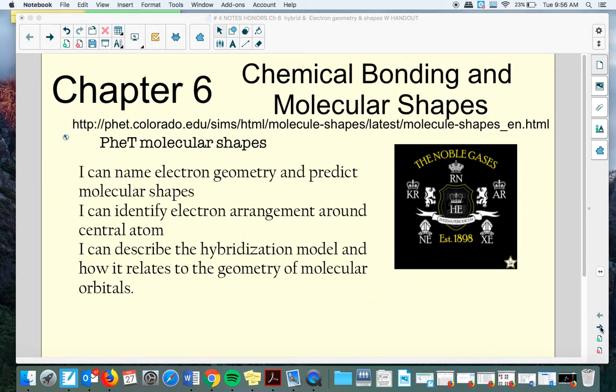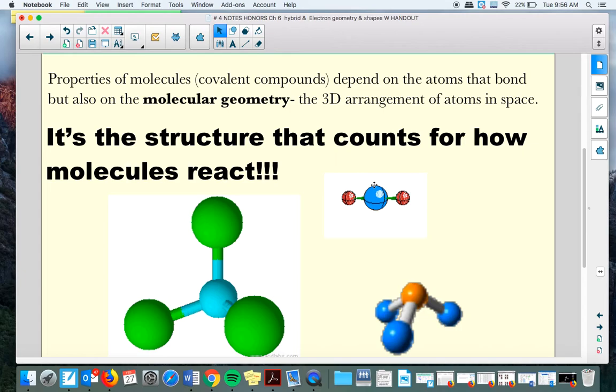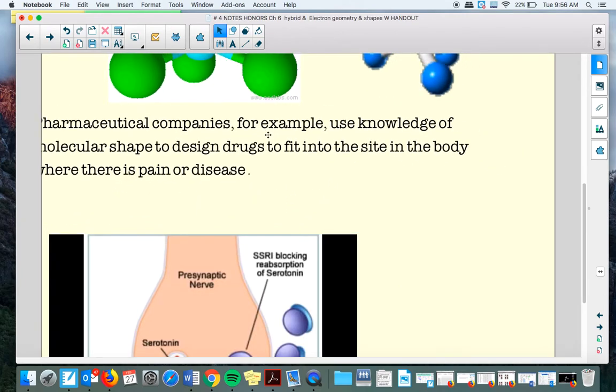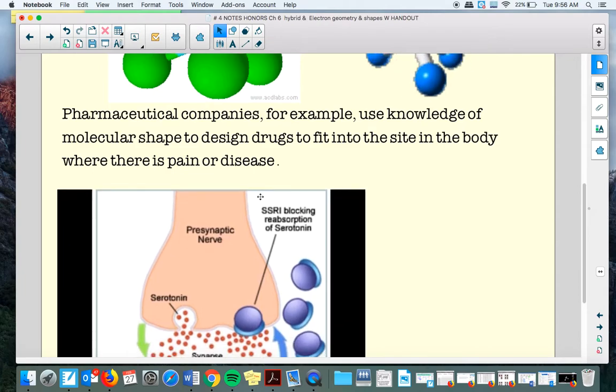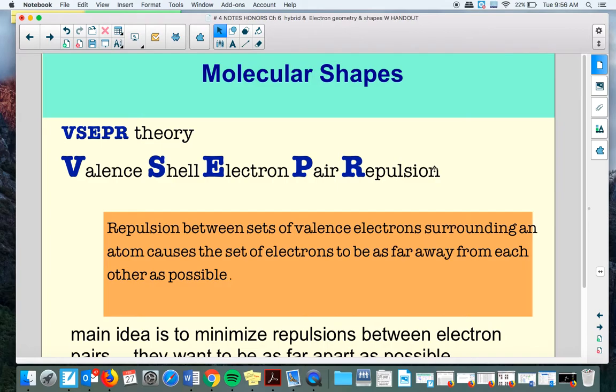So molecular shape, knowing the shape of a molecule is going to help us with understanding why certain molecules do what they do. And like I said before, the theory that we use is called VSEPR. It stands for valence shell electron pair repulsion. So the letters in the description here really tell you what it is. So the valence shell electrons are going to be in pairs and they're going to repel each other.